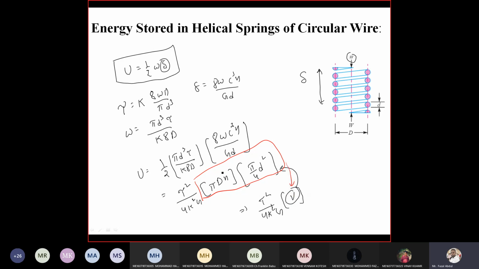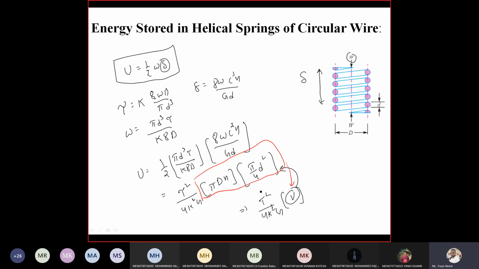Okay. So this is the design based on the energy criteria. These three derivations are very important for the long answer type of question. The question asks to derive the design for the helical coil spring based on strength criteria, deflection criteria, and energy stored criteria. Whatever equations are generated after derivation are very important to solve the numerical problems.